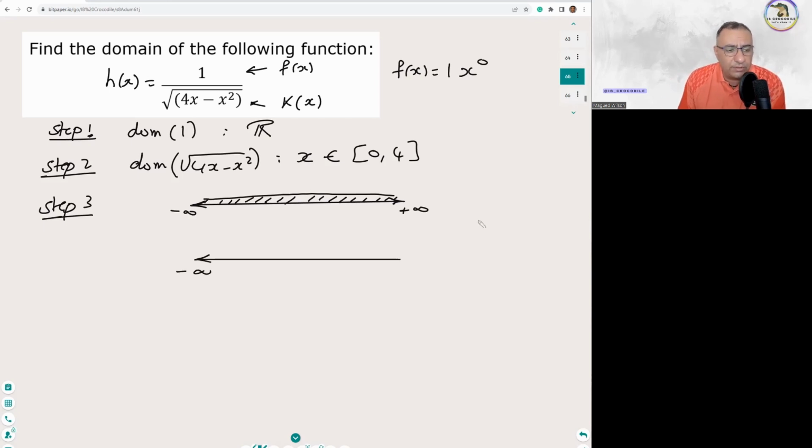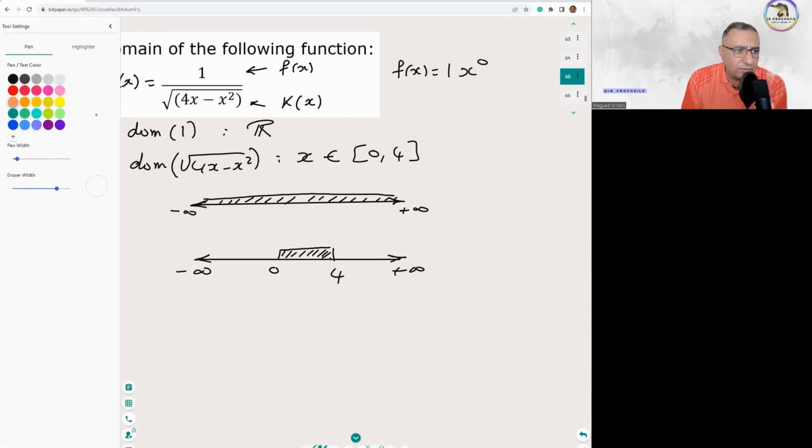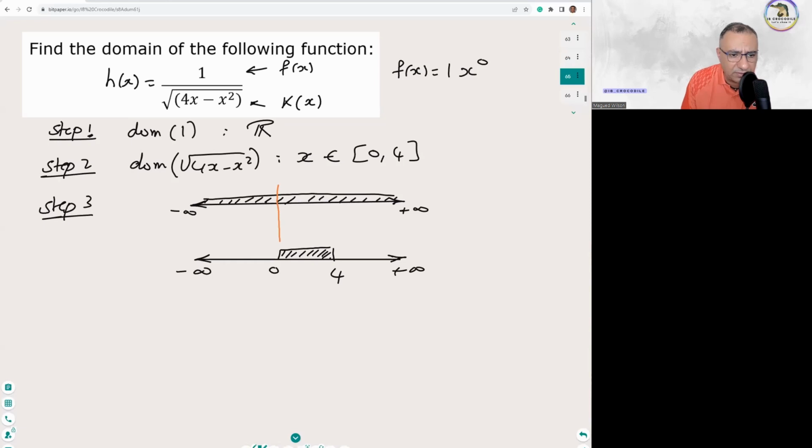Now, the second number line is going to be representing the domain of the denominator, which is between 0 and 4. So now you can tell me what is the intersection between these two domains, right? Obviously this part here is repeated, is common between the two domains or the two number lines. Okay, so step 3, the intersection of the two domains is going to be from 0 to 4, x between 0 and 4.